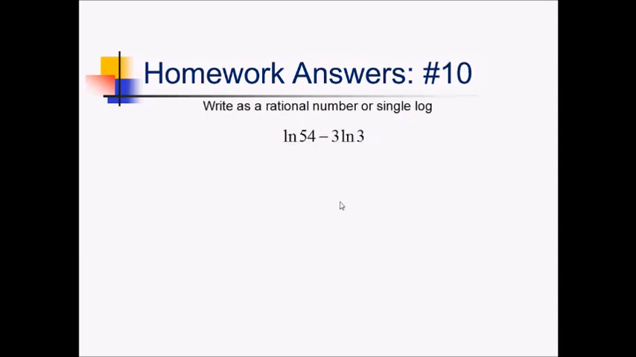On this problem, I'm trying to turn ln of 54 minus 3 ln of 3 into a single rational number or a single log. Let's start by popping this 3 in as an exponent on the 3 inside. So this will be 3 to the 3rd inside there. Next, subtraction of logs turns into division of the items inside of them. So this is going to be ln of 54 over 27, which I can simplify to ln of 2. But 2 is not a power of e, so I can't really go any further than this.